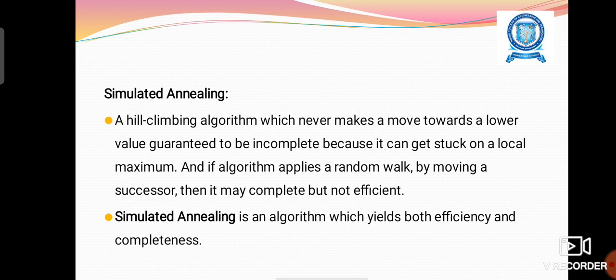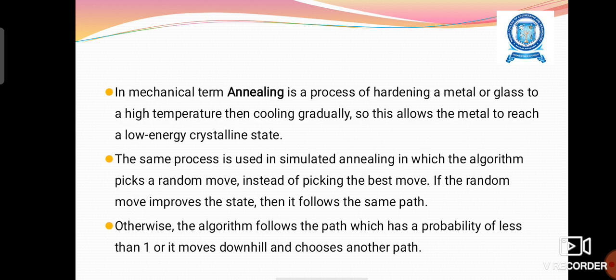Simulated annealing. A hill climbing algorithm which never makes a move towards a lower value is guaranteed to be incomplete because it can get stuck on a local maximum. And if the algorithm applies a random walk by moving to a successor, then it may be complete but not efficient. Simulated annealing is an algorithm which yields both efficiency and completeness.